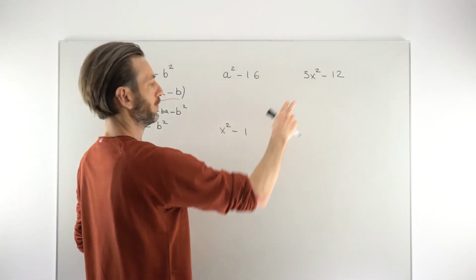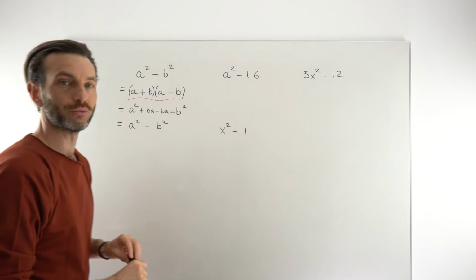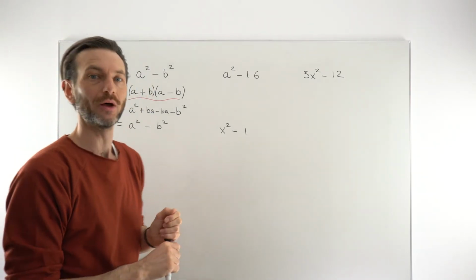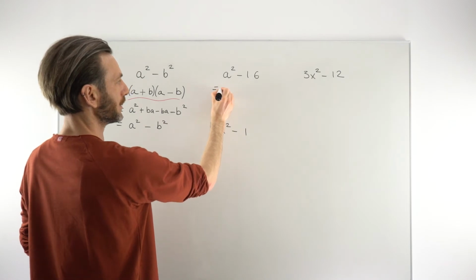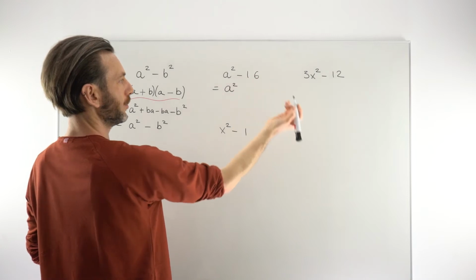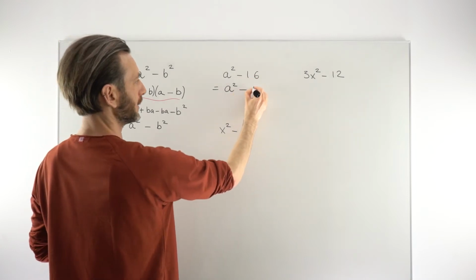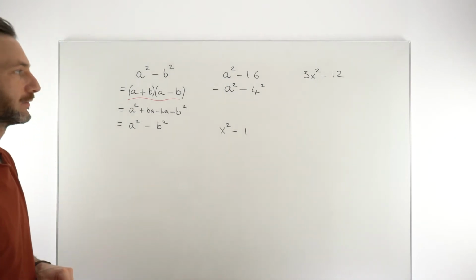These guys might not be, in fact, they're definitely not obviously differences of squares. So sometimes you've got to manipulate them a little or recognise them as differences of squares. So this guy here, the a squared, that's fine, that's something squared. This is not something squared, but 16 is 4 squared. So we can just manipulate that into a difference of squares.